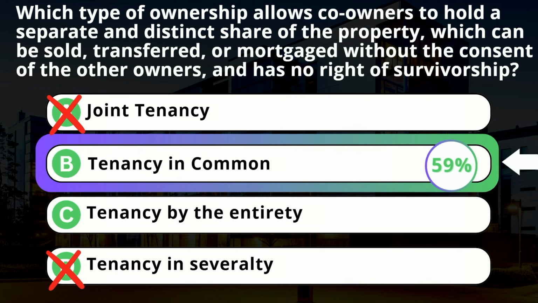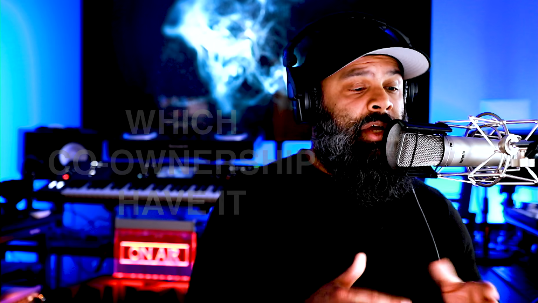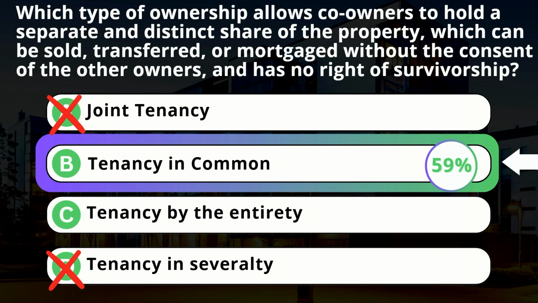So tenancy in common allows you to sell your interest, transfer your interest, or mortgage your interest without the consent of the other owners. And tenancy in common has no right of survivorship. So something that you definitely want to know is, what is the right of survivorship? Which one of these co-ownerships have it? And you will see questions like this. So this is a good one you definitely want to focus on for your exam.